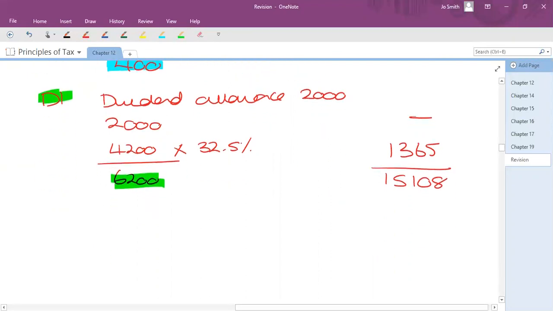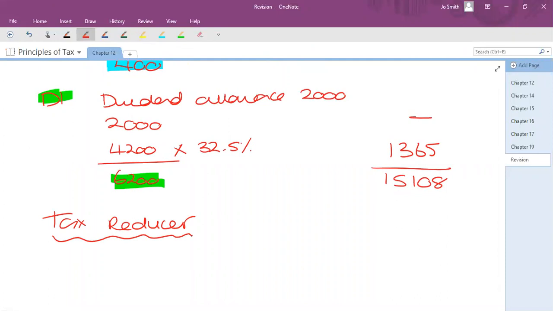And the tax should be 15,108. Now, a lot of you would probably stop at that point, but what we have got here is something called a tax reducer. Now, there are really two types of tax reducers you might come across in your exam. The one we've got here, which is with a mortgage interest, and the other one where you've got your personal allowance being transferred between your spouse.